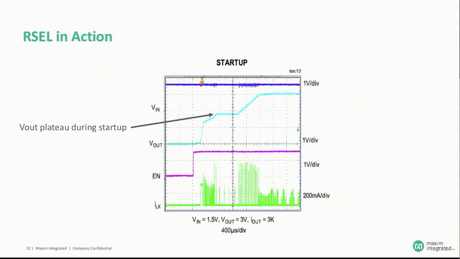Here's a view of the R cell in action for one of our boost converters. During startup, you can see the Vout plateau. This is the time period in which the part is measuring the resistor. After the measurement, the part ramps up to the appropriate voltage and the process is complete. In this case, it takes about 700 microseconds.